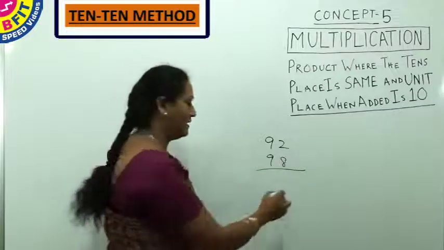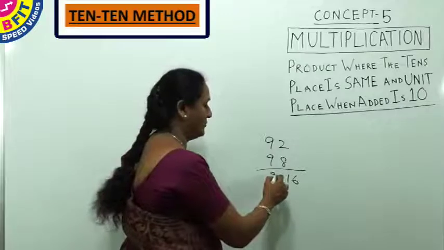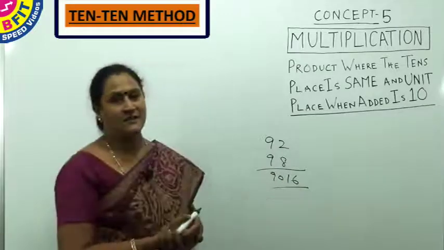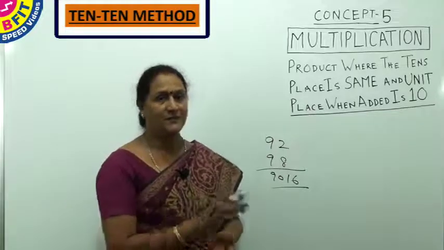So 2 and 8, 16. 9 into its following number, 9 into 10. So 90, 16 is the answer. And we'll see the next example.